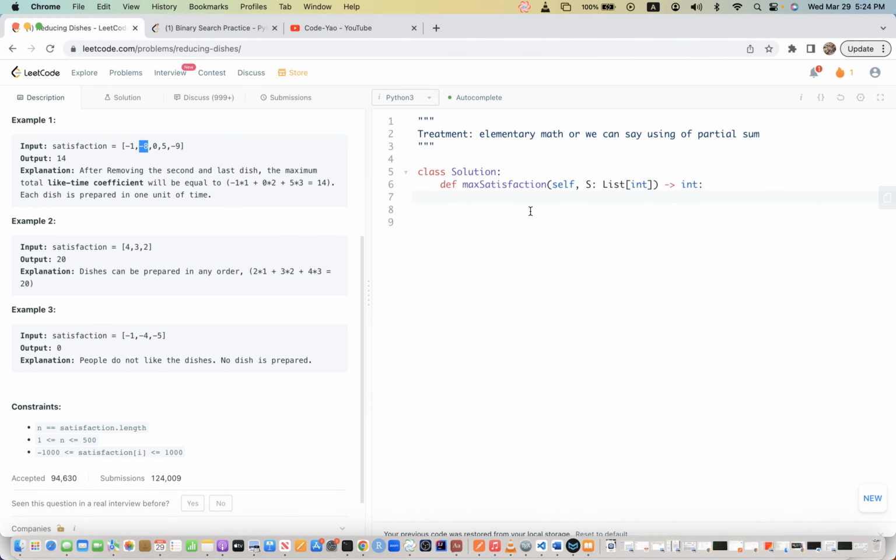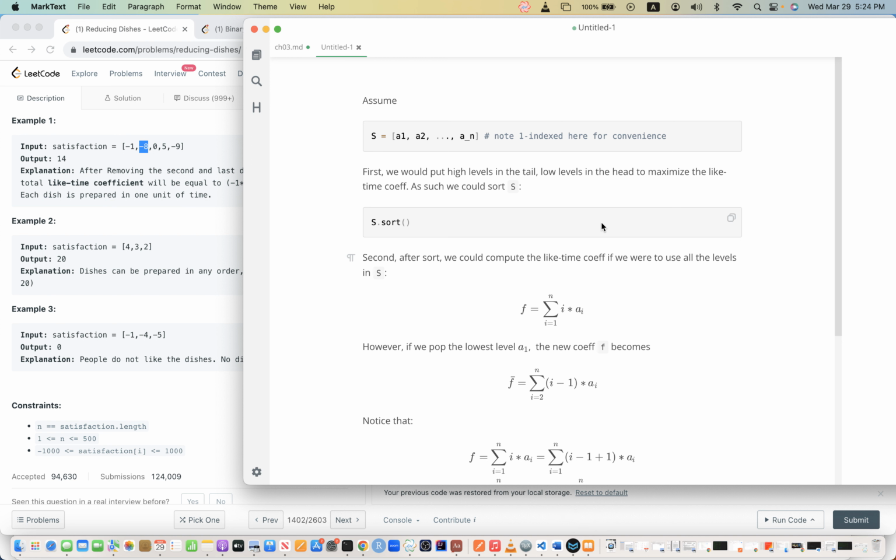For the analysis, we are going to use some simple mathematical formulas. Here, we can assume capital S is the satisfaction scores. We can order them A1, A2, up to An. First, we would put high levels in the tail and low levels in the head, so that we need more time to prepare the high level dishes. That way we can hope to maximize the like-time coefficient. This actually corresponds to doing a sort. So we can sort S in place when we do the coding. This is the first part.